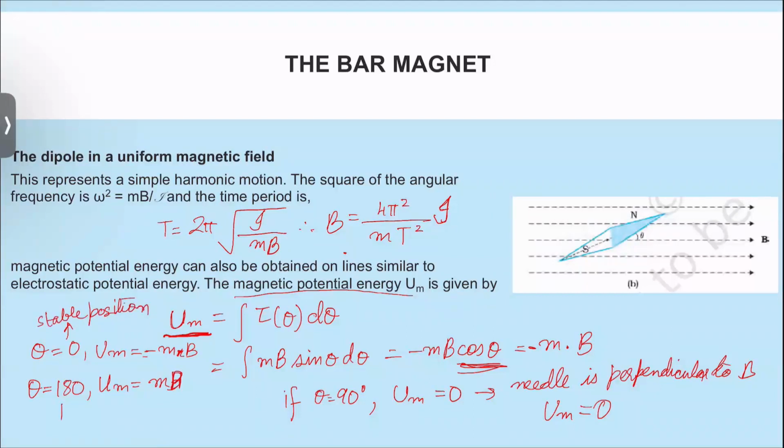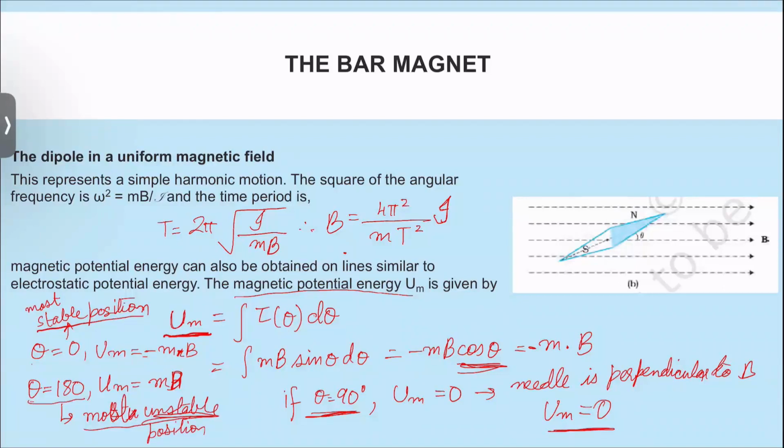While if we have theta as 180 degrees, it is the most unstable position. So we have to remember that if theta is equal to 0, it is the most stable position, whereas if theta is equal to 180 degrees, it's going to be the most unstable position. And if theta is equal to 90 degrees, when the needle is perpendicular to B, the magnetic potential energy is going to be 0.